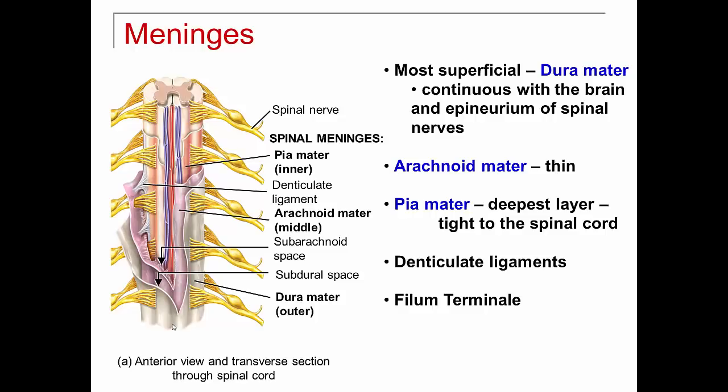Between the arachnoid and pia mater, we have the subarachnoid space. This is also continuous with the subarachnoid space of the cranial cavity and contains cerebrospinal fluid. The cerebrospinal fluid has a couple of jobs. It cushions the spinal cord and allows for protection, and it also delivers nutrients and removes wastes.